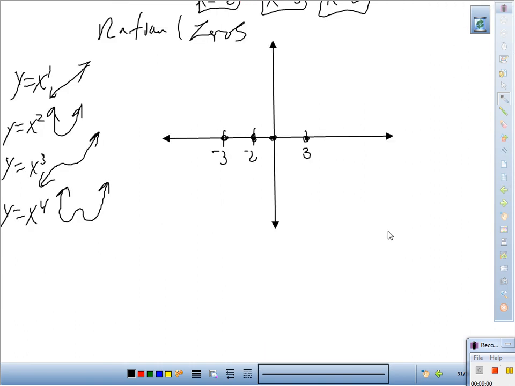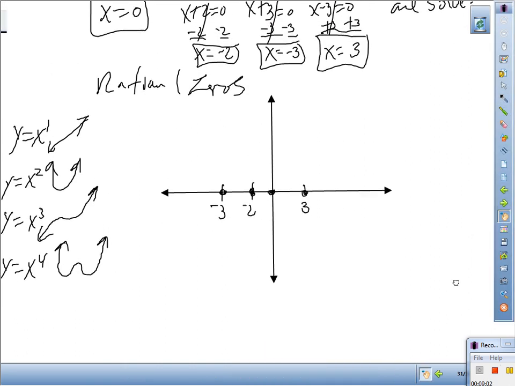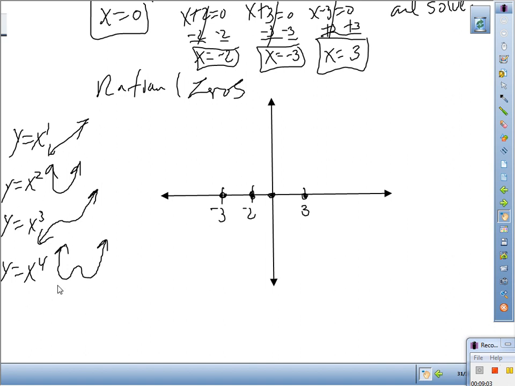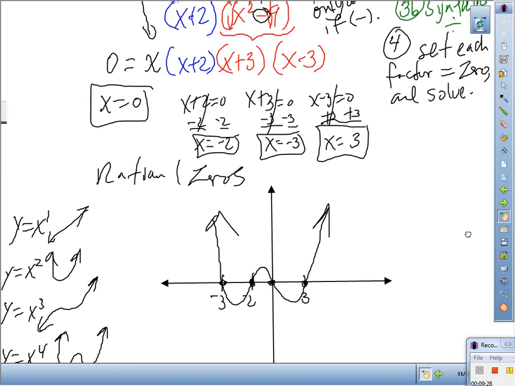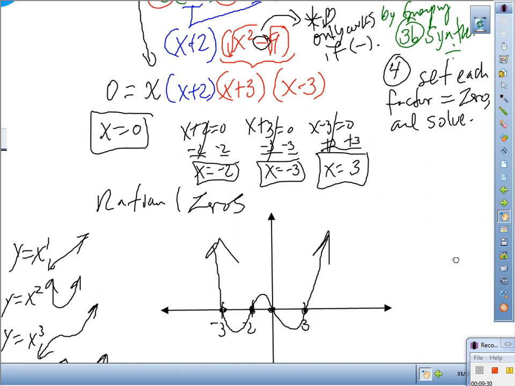Therefore, how many zeros did we find, everyone? 4. That means it's going to look like this. Is that correct? We're going to start up here and go through each of the zeros. Let's see. Start right here, going through there, there, there, and there. We good? All right. Any questions with this? We got it, right? Okay.